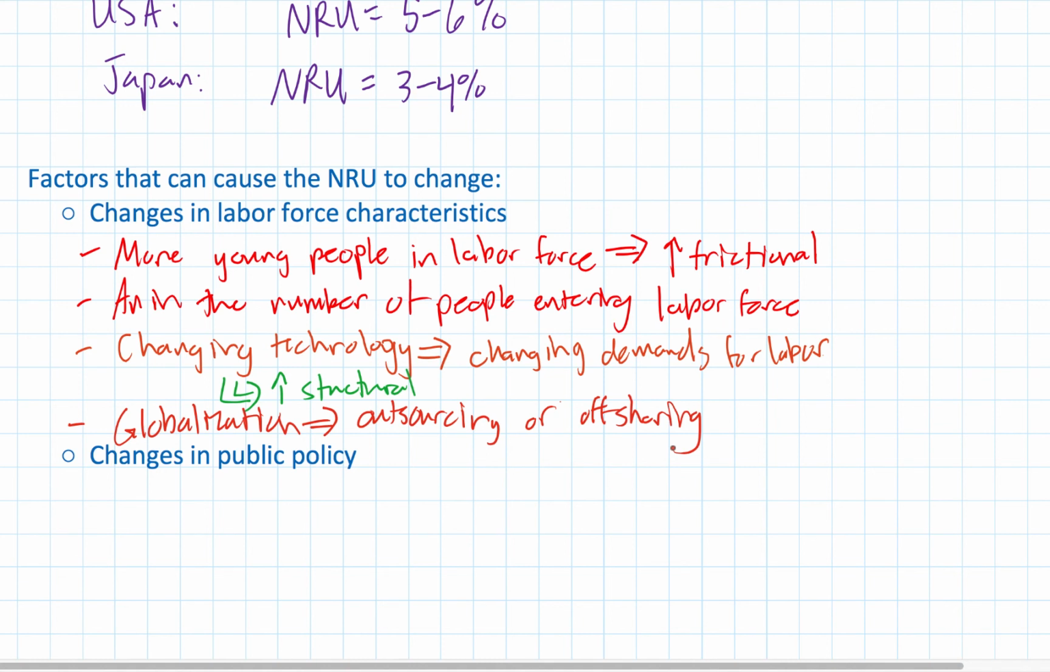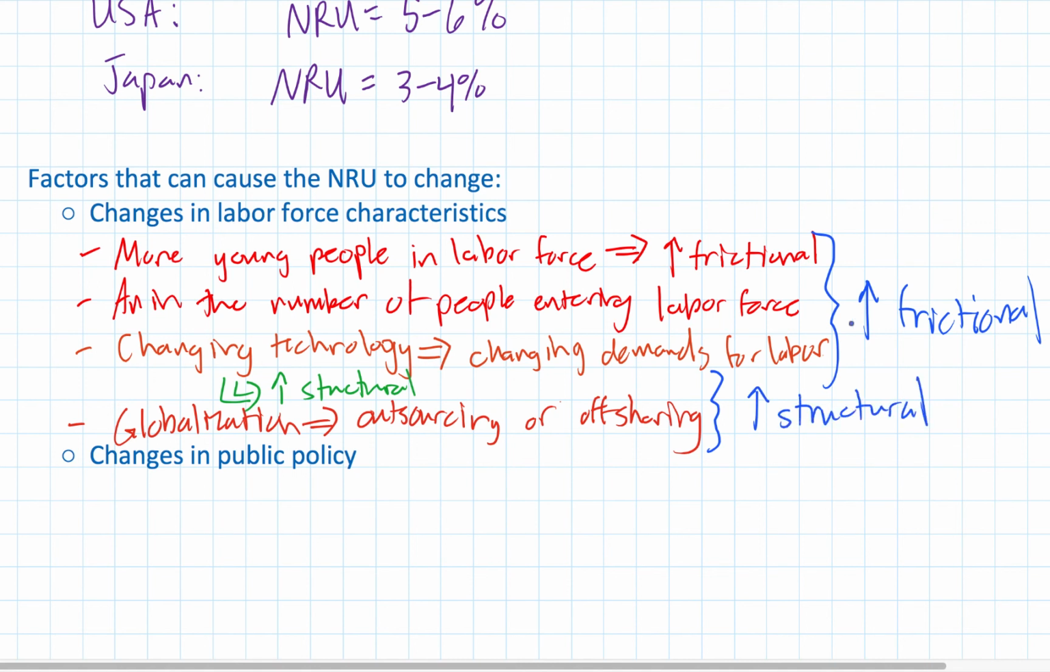So changes in labor force characteristics, the composition of the labor force, how many young people are in the labor force, whether women or minorities or immigrants start entering the labor force in increasing numbers, these things can cause the level of frictional unemployment to change. And globalization and changes in technology can cause an increase in structural unemployment.